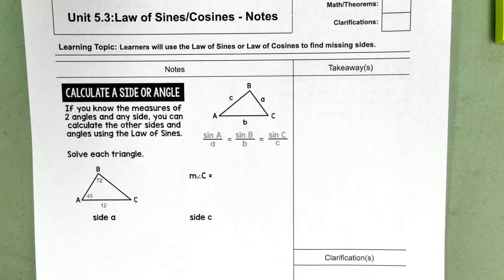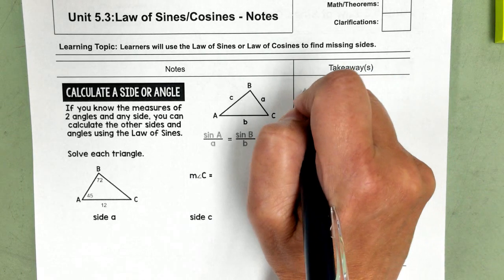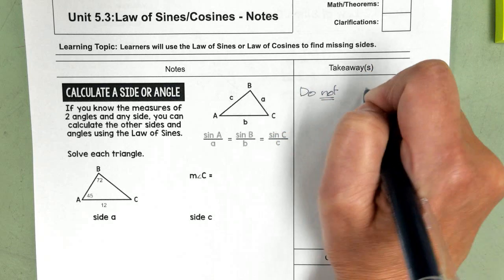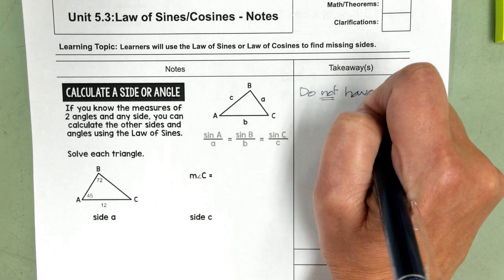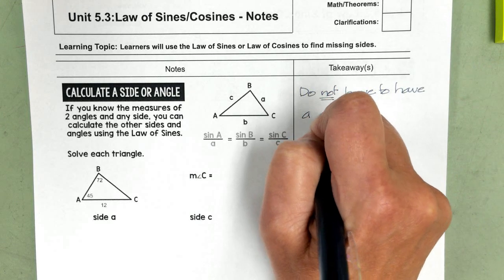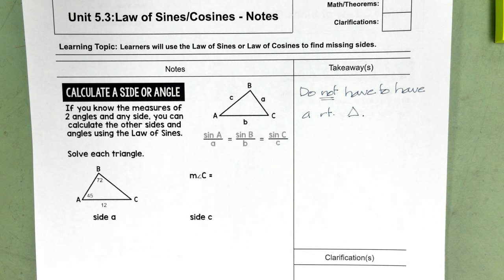All right, in this lesson we're going to learn how to use the law of sines and the law of cosines to find missing sides of triangles. Okay, one thing to keep in mind here is you do not have to have a right triangle to use the law of sines or the law of cosines.